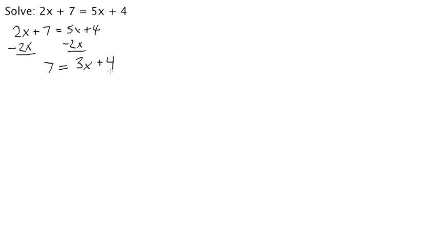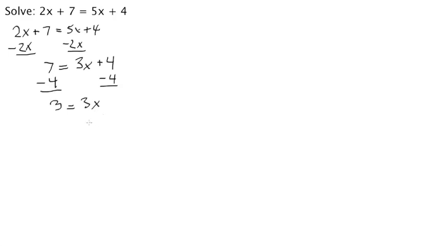Now I want to get the x completely by itself. Notice I still have this constant term on the right-hand side of the equation. So I'm going to subtract that term from both sides. Notice when I do that, that is going to isolate my variable term on the right-hand side. It is by itself now. I will have no constants. On the left-hand side, 7 minus 4, that is 3.